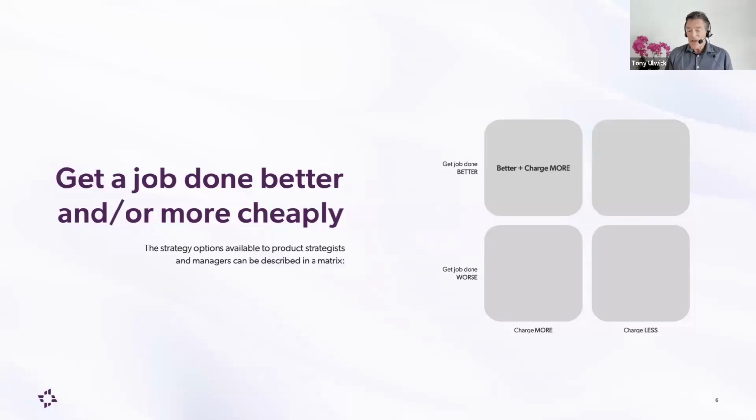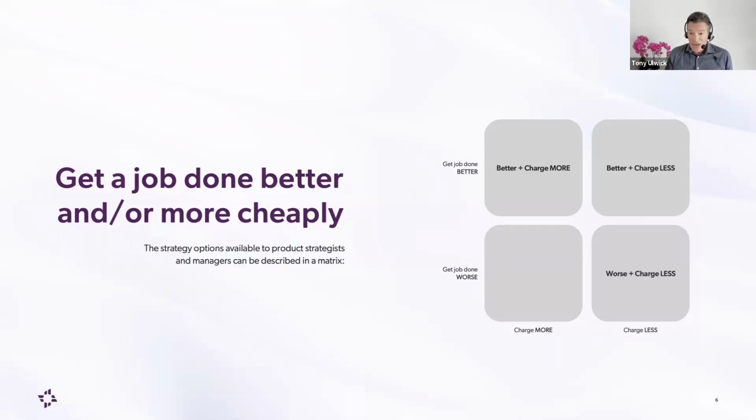First off, we could apply a strategy where we do get the job done better. Better could be faster, more predictably, without defects, higher throughput, output, more convenient, more safe, but it's better along dimensions that people use to measure value in a product. But here you're charging more, right? So you don't have to charge less. You can get the job done better and charge more. You could also decide to get the job done better and charge less. And we'll get into all these in more detail.